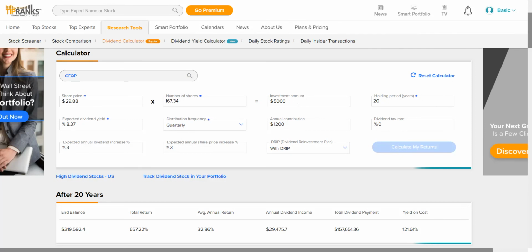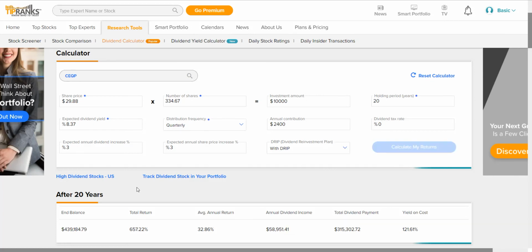Likewise, I want to show you what your portfolio would look like after 20 years if you guys are able to invest just a little bit more initially and a little bit more monthly. So let's say you have $10,000 to start off with, and you are able to contribute $200 a month. So let's calculate that and see what our returns would look like after 20 years.